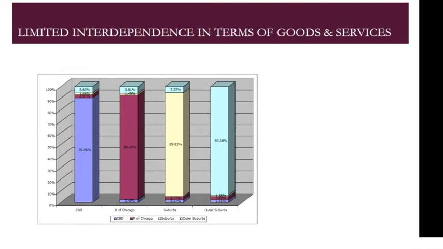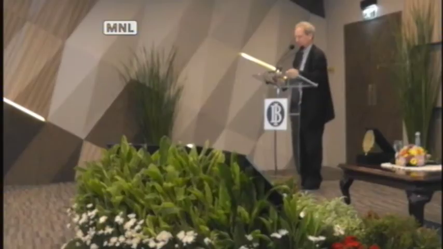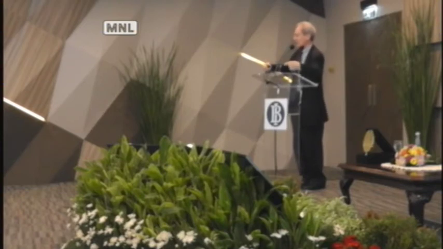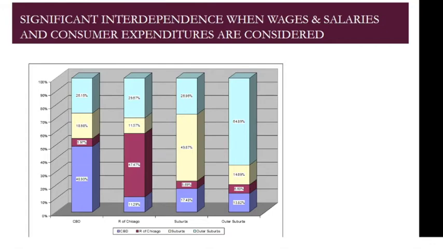interdependence. Because a lot of people say cities don't need suburbs. All right? They can be independent. And if you look at this graph, looking at the flows of goods and services, you can say, yes, it's very, very self-sufficient. But then, if you include the flows of income and then the expenditures on consumer goods and services, it's incredibly interdependent. We've got a very, very complex plan.